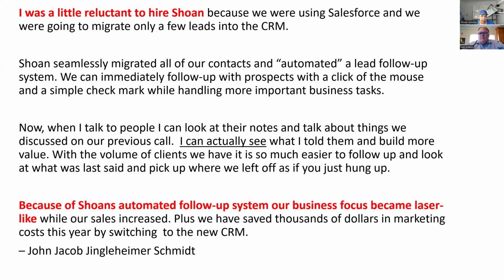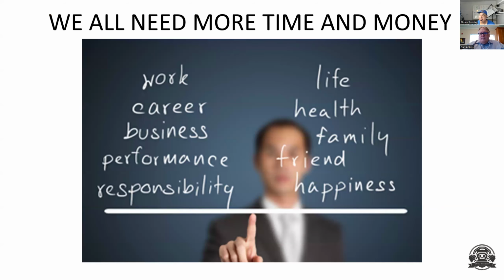But what I do is I put in an objection. "I was a little reluctant to hire Sean." That's an objection. I don't want to hire this guy because he does the same thing everybody else does. And then the override is, "Sean's automated follow-up system, our business became laser-like." So the objection is overridden, because you're going to be laser-like in your business when you hire me, and that's why you want to hire me. Something to that effect, right?